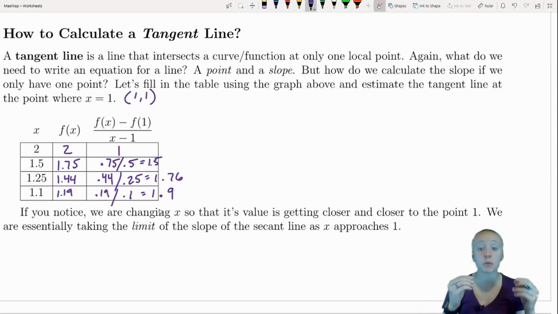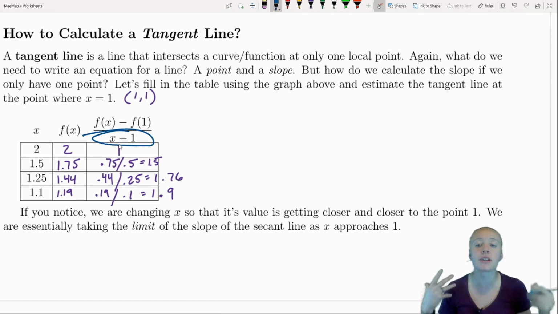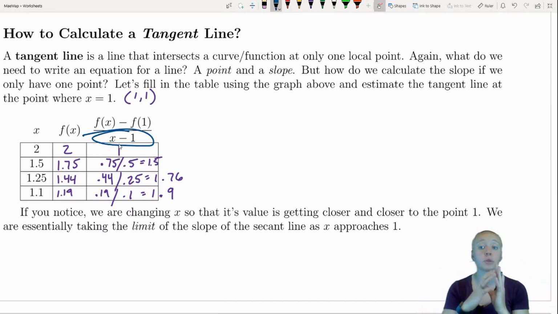So the next step would be to get even closer to 1. So doing a number like 1.01 or 1.00001. You're getting closer and closer to 1. You're going to get a more and more accurate tangent line. But we can never just plug 1 into here because 1 minus 1 gives us 0. We're undefined. That's why we have to get closer and closer to that x value.